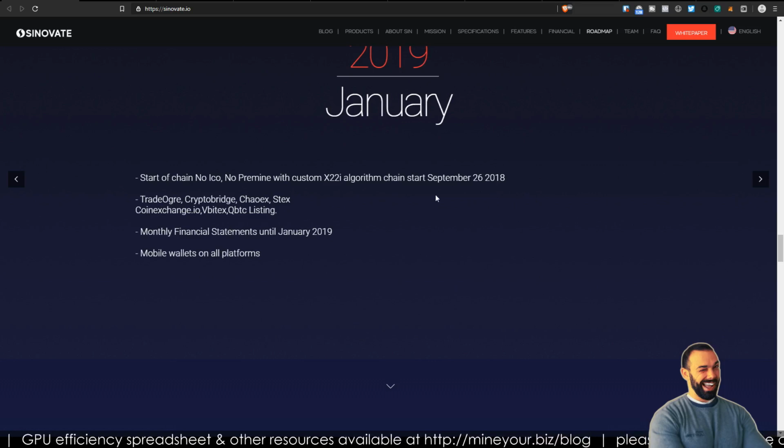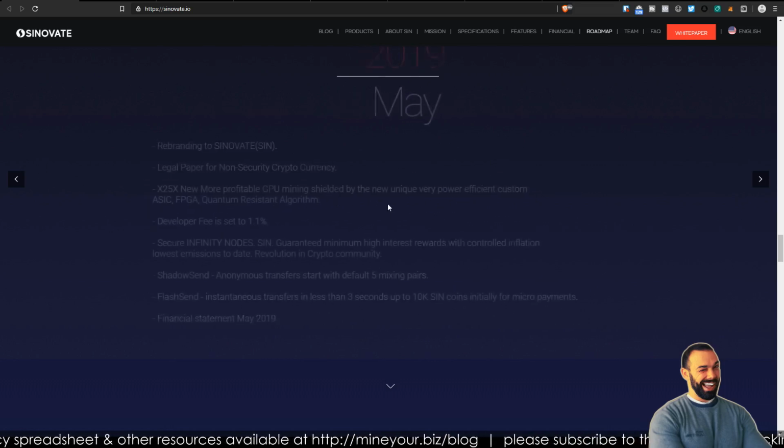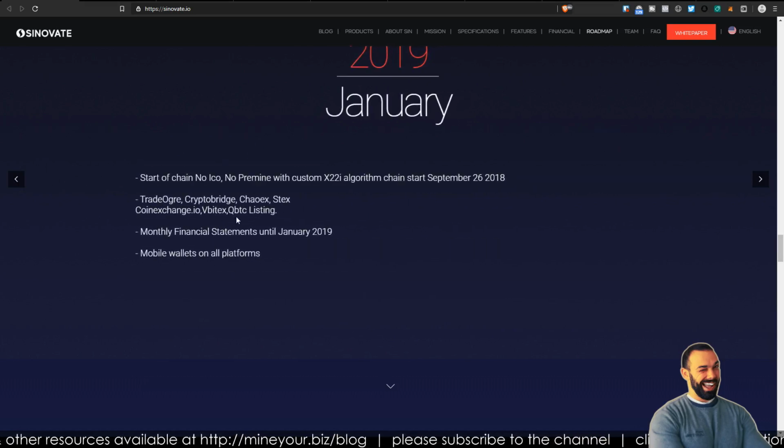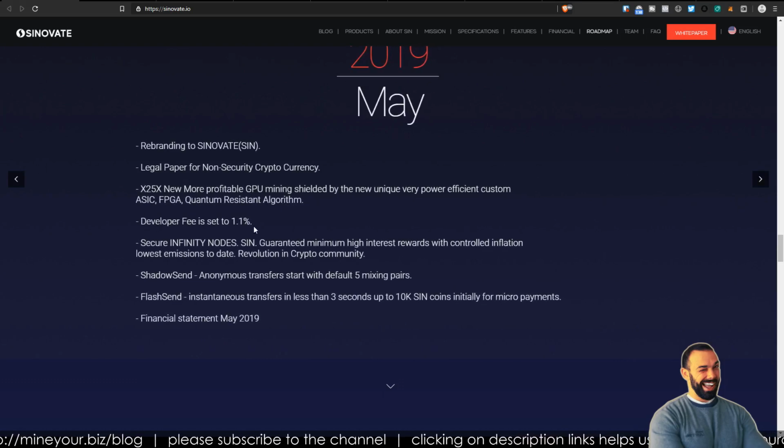So they hit the ground running though on September 26th. There you go. Now, Trade Ogre, CryptoBridge, there we go. Stex, CoinExchange.io, VBitX, QBTC listings. They really hit the market by storm. There we go. Mobile wallets on all platforms, as you know.